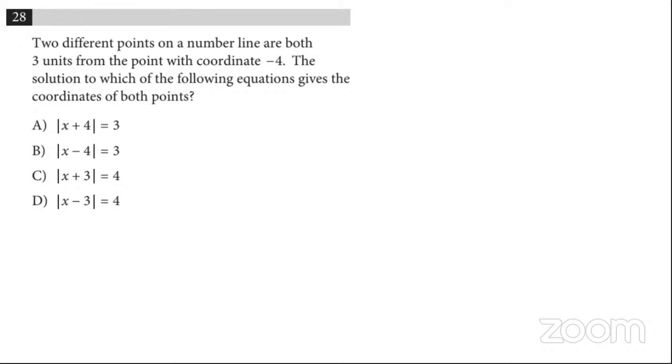Well, what's the question? Two different points on a number line are both 3 units from the point. Well, Sneha has done it. Good. Let's give the others some time.